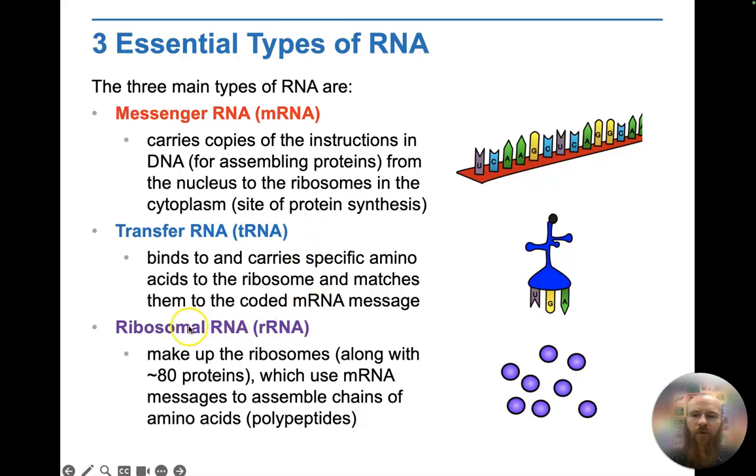And then finally, you have the ribosomal RNA. It's called ribosomal because this specific type of RNA makes up all of your ribosomes, which are your protein factories. So we use messenger RNA to assemble chains of amino acids at the ribosome, which is made up of mostly this type. For the rest of our conversation, we'll understand that ribosomal RNA is there, but mainly we're talking about messenger RNA in transcription and transfer RNA in part 2 with translation.